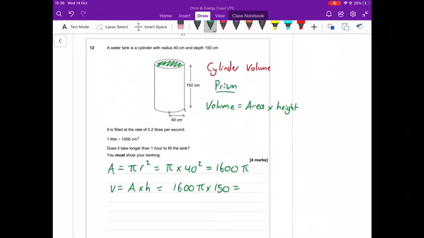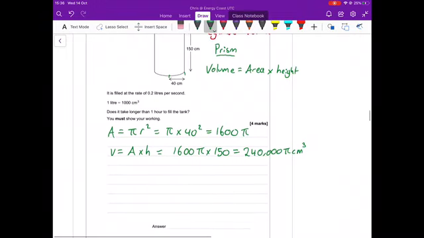Again, just stick with your calculator. It will give you a massive number, 240,000 pi, okay? If you use the pi symbol, it will just stick that on the end for you, okay? Right, what do we need to do here? So that is in centimetres cubed.